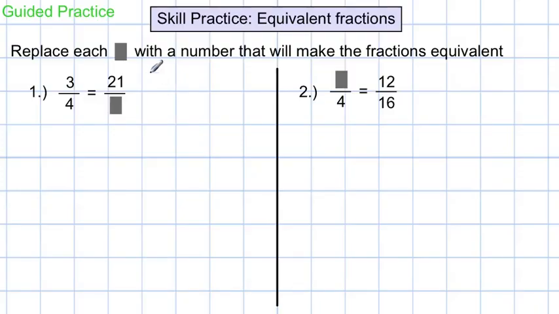We're going to be replacing each one of these gray squares with a number that's going to make the fractions equivalent. All right, so if you haven't already done so, please get out a graph paper and follow along. So the first thing we're going to be doing is writing out the fractions. 3/4 equals 21 over blank. Now, you're always going to be moving in the direction, as you're problem solving, from the fraction that you know both parts of towards the fraction that you only know a little bit of.